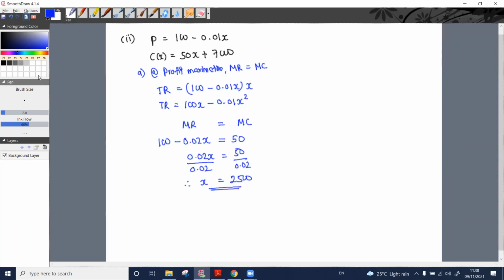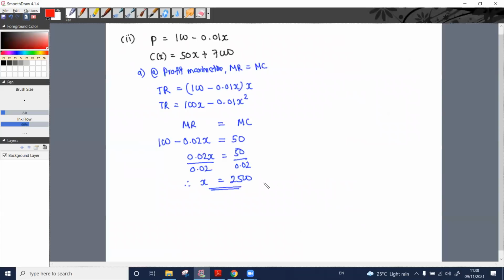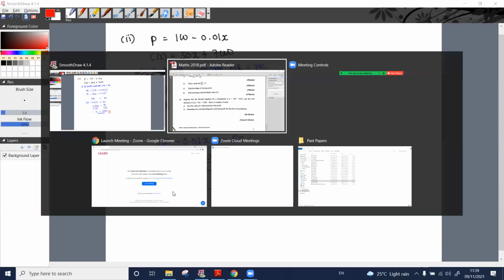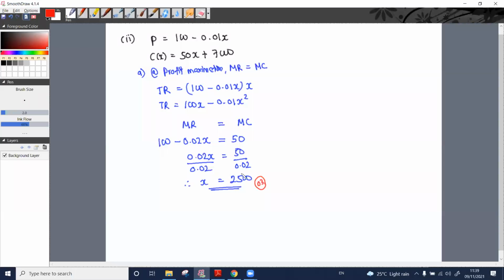2,500 units. If you got this one correct, allocate 3 marks. Give 3 marks. Then part B. Determine the corresponding price and total profit for this level of production. For this level of production means production at profit maximization.